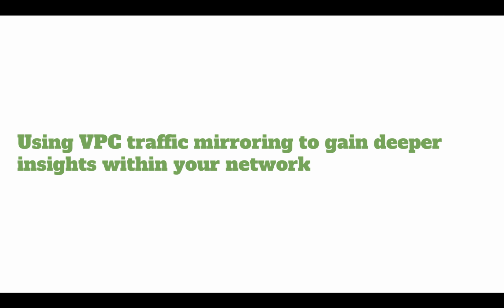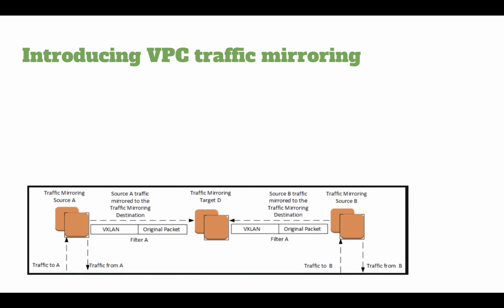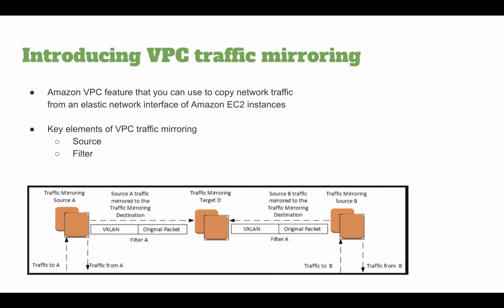Now, we'll move towards how we can leverage this feature called VPC traffic mirroring to gain deeper insights within your network. So let's talk a bit about what VPC traffic mirroring is first. It's a feature provided by AWS, which you can use to copy network traffic from an Elastic Network Interface to another ENI, Elastic Network Interface.